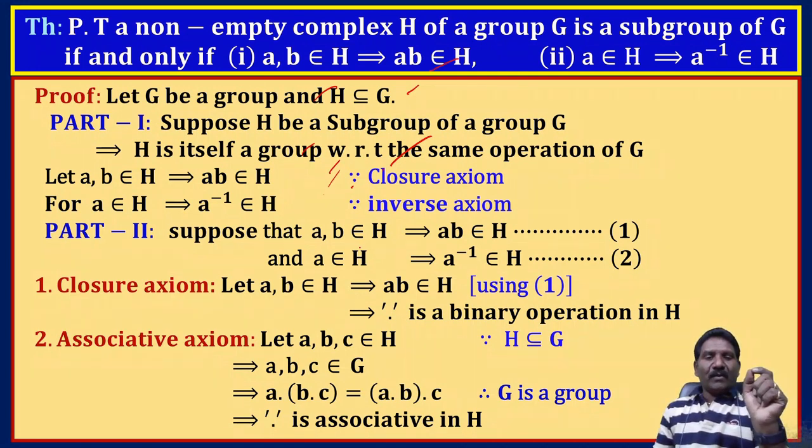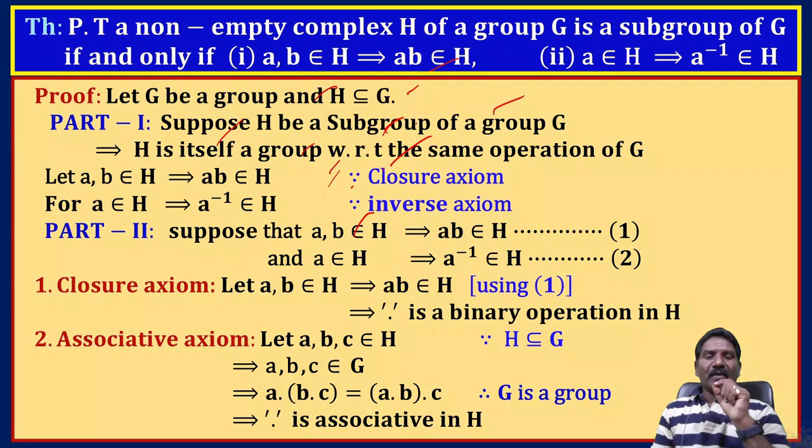Proof. Let G be a group and H is a subset of G. Any subset of G is called a complex. Part 1. Suppose H is a subgroup of a group G. This is the necessary condition. We prove the following conditions: A, B belongs to H gives AB belongs to H, and A belongs to H gives A inverse belongs to H.